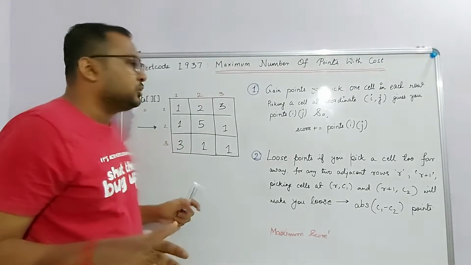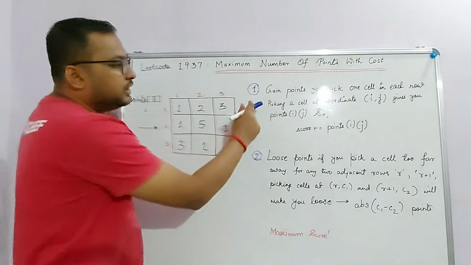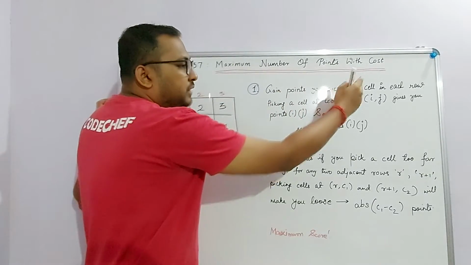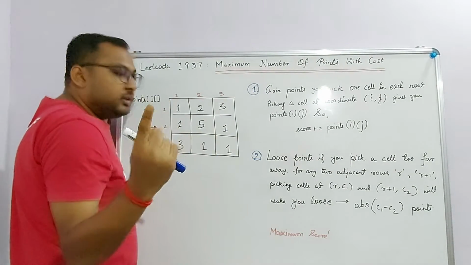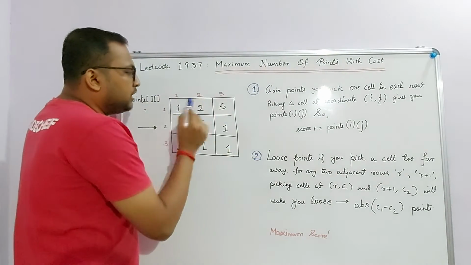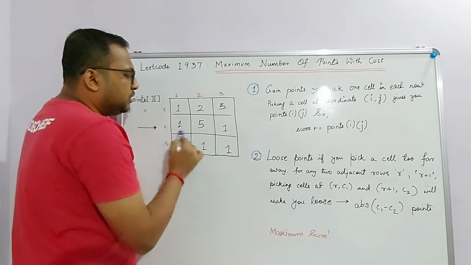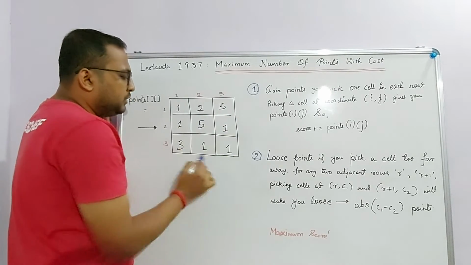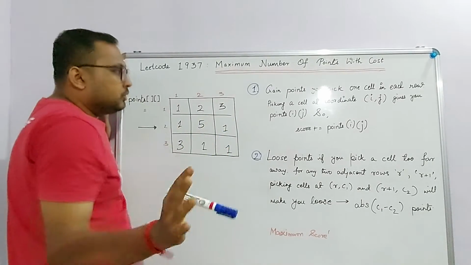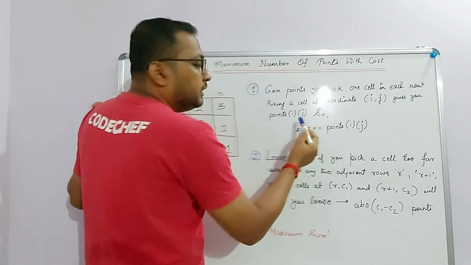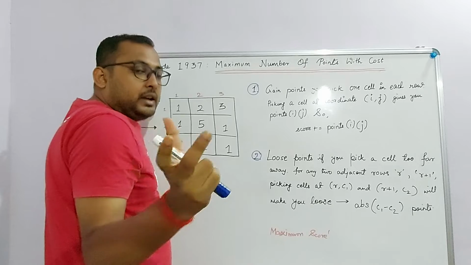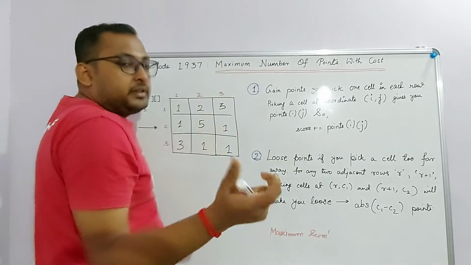How do you maximize your score? There are two ways. The first way is you gain points when you pick one cell in each row. That is, from each of these rows you can pick only one value. So let's say from this particular row I pick this value 3, from this row I pick this value 5, from this row I can pick this value 1. Picking a cell at coordinate i,j gives you points[i][j]. So whenever you pick a cell at coordinate i, j, those points are added to your score.